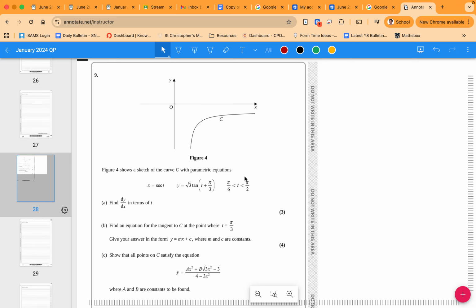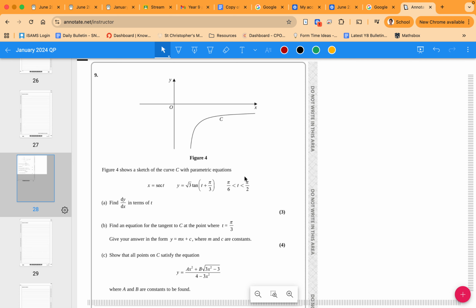So we are looking at the paper Jan 24, and we are looking at the last question of Jan 24, and we will do it now. So here it says x equals sec t and y equals root 3 tan of t plus pi by 3, and the first bit says just find the differential dy by dx in terms of t.